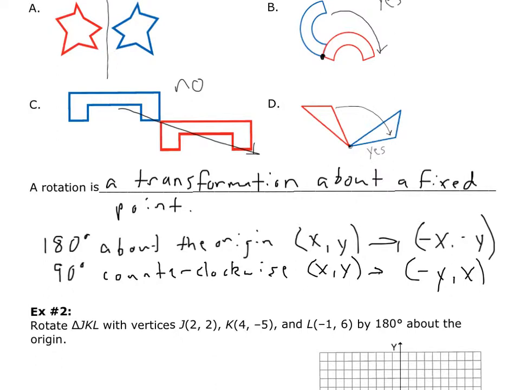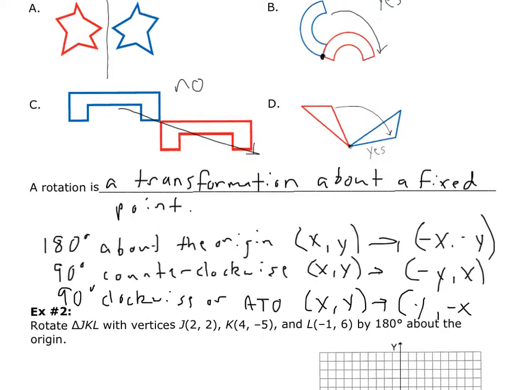Okay, the third type that you need to know is 90 degrees clockwise around the origin. And this one's going to go from x, y to y, minus x. Okay, so these are the three that you need to know. Commit them to memory. You will need to know them for a future test.